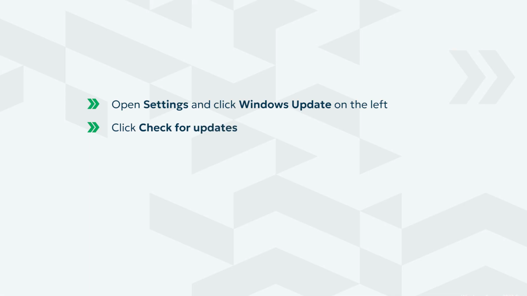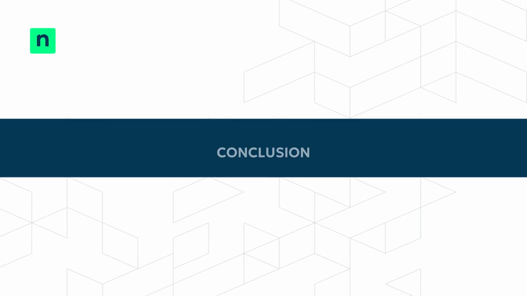If DPI changes aren't applying, try signing out and back in, or restart your computer. You should also check for updates. Open Settings and click Windows Update on the left. Click Check for Updates. If updates are available, click Install All, especially ones related to display or DPI.